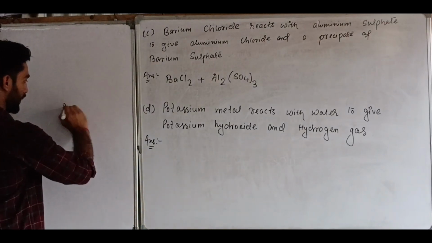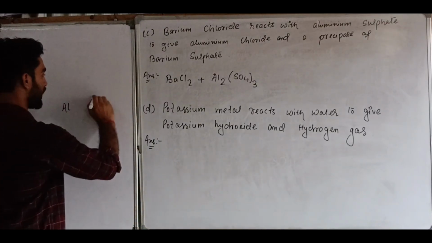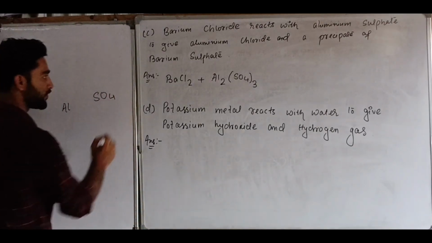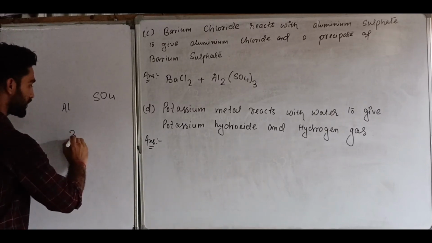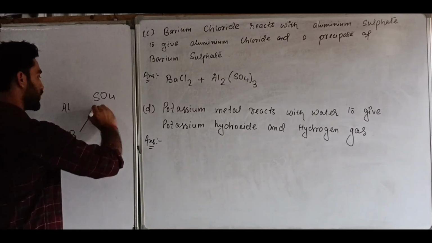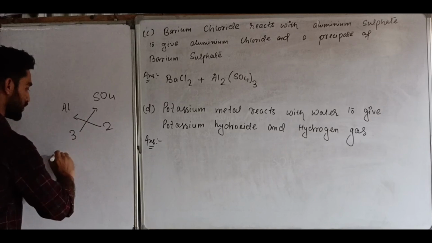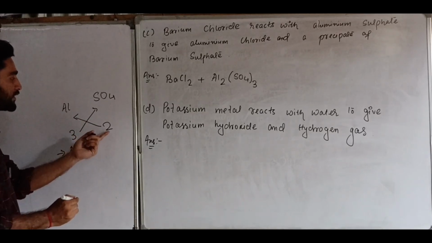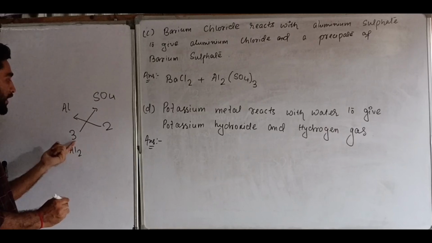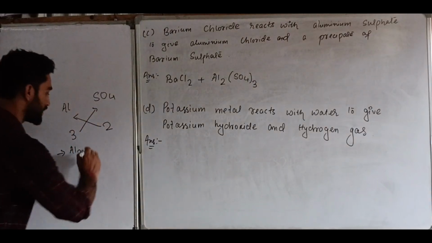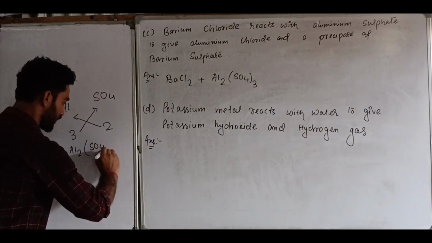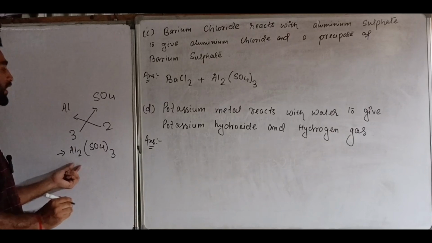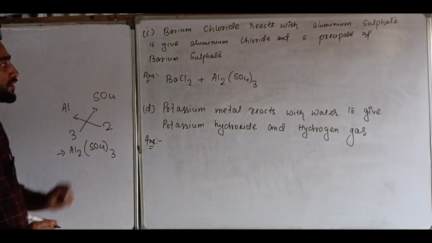See, aluminum symbol is Al and the sulfate is SO4. The valency of aluminum is 3 and the sulfate is 2. Now crisscross. So the chemical formula of aluminum sulfate will be this valency of this will go with aluminum and the valency of this aluminum will go with sulfate. So that is why the formula of aluminum sulfate is Al2(SO4)3.